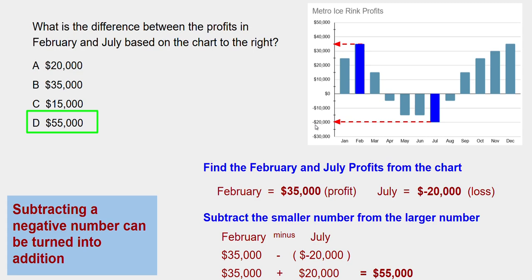We would have gotten exactly the same answer if we simply said 35,000 up and 20,000 down means we should add those two numbers. 35,000 plus 20,000 is indeed 55,000.